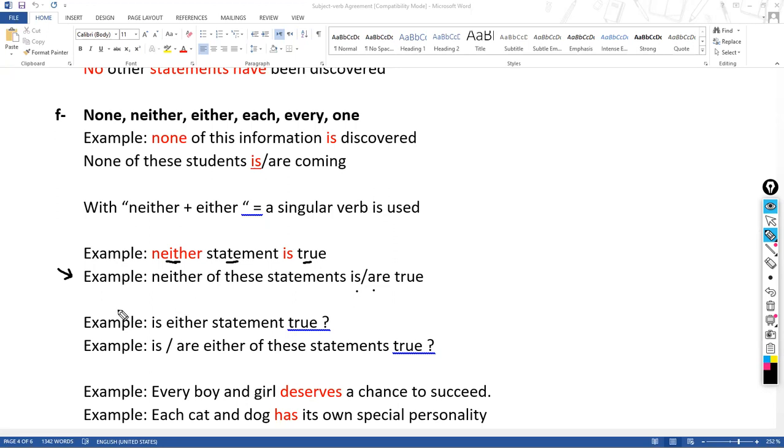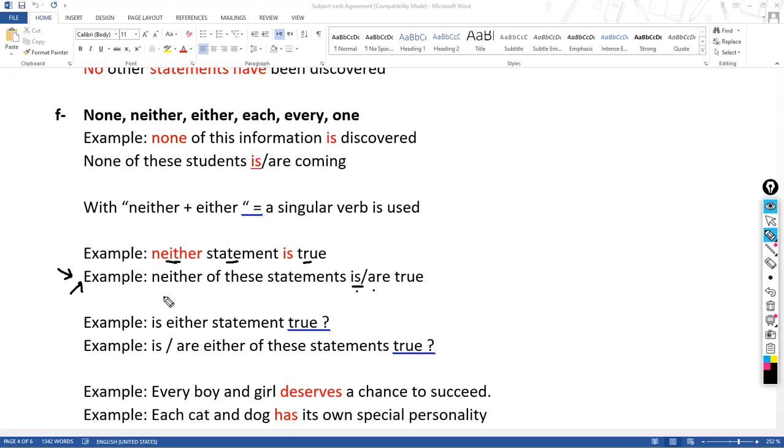So, Suna, let's go back and you have to read this example and tell me the best verb we have to use. Neither of these statements is true.